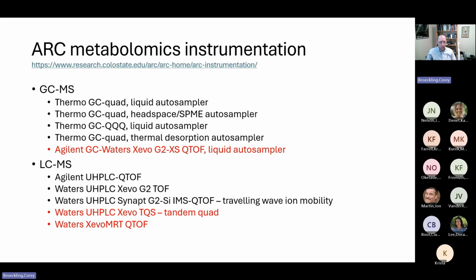And in particular, it's these 3 instruments today that I'm really going to spend most of the time talking about. 2 of them because they are relatively new platforms for us, and the third because we've got all sorts of new assays to highlight.